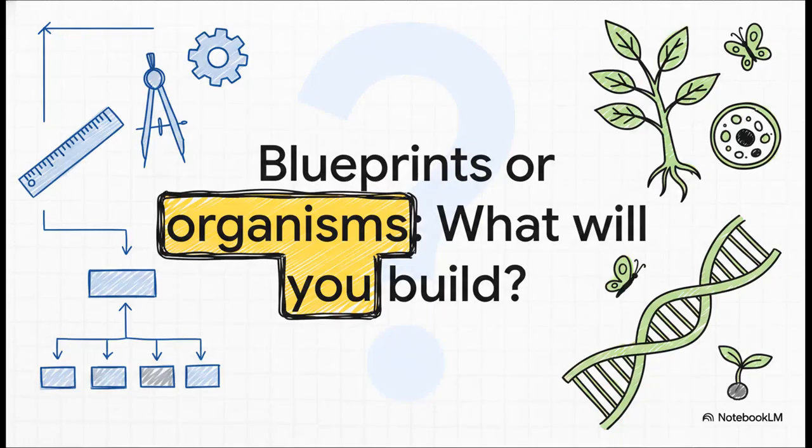And that really brings us back to the big question for you. When you start your next AI project, which path are you going to take? Are you going to be the architect, using predictable workflows to build a super reliable system? Or are you going to be the gardener, cultivating an autonomous agent that can adapt and grow? There's no single right answer, of course. The choice really depends on what you're trying to build.